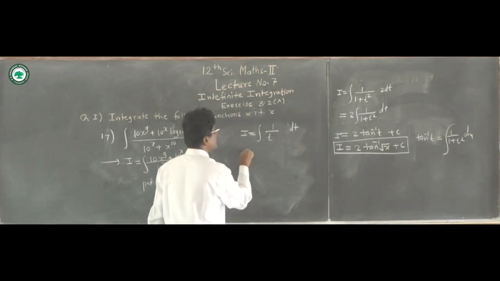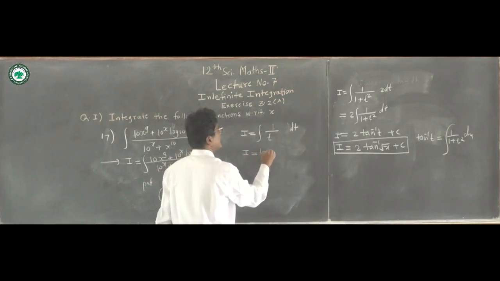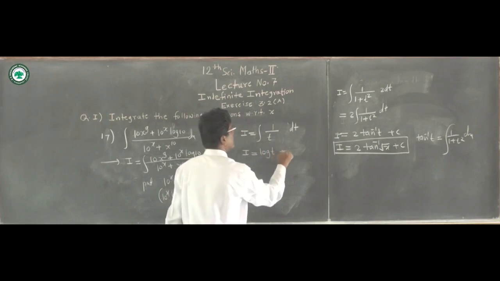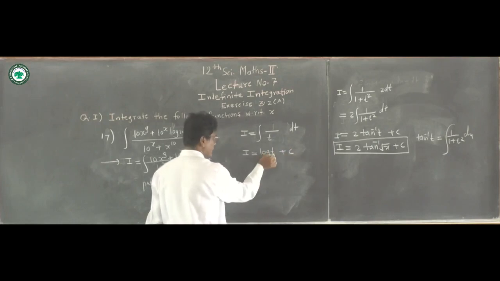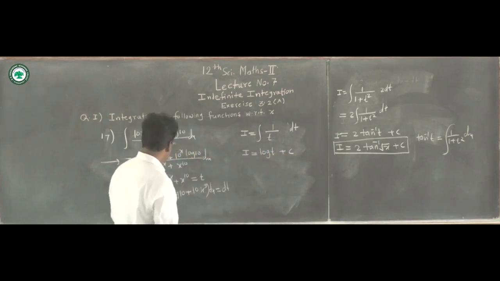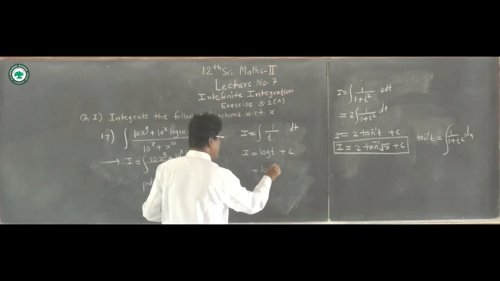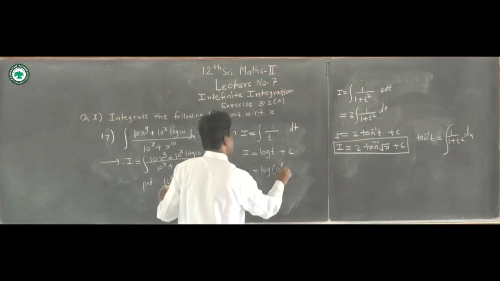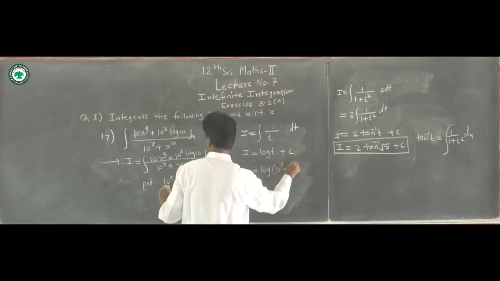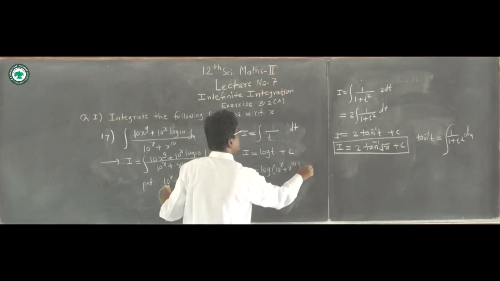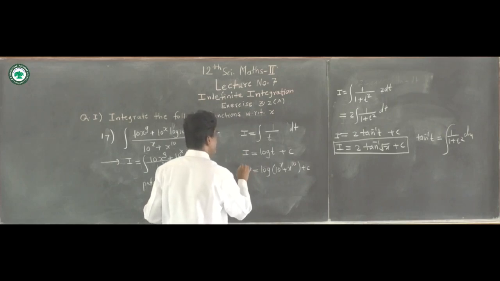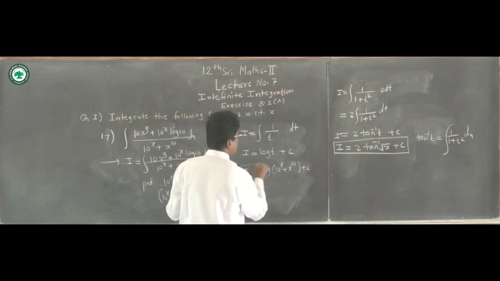So I is equal to log of t plus constant of integration. Now lastly we put here t as 10 to the power x plus x to the power 10, so I is equal to log of 10 to the power x plus x to the power 10 plus constant of integration. This is the solution of this 17th problem.